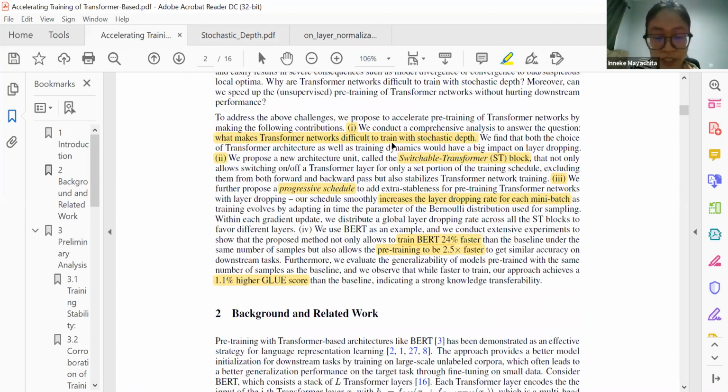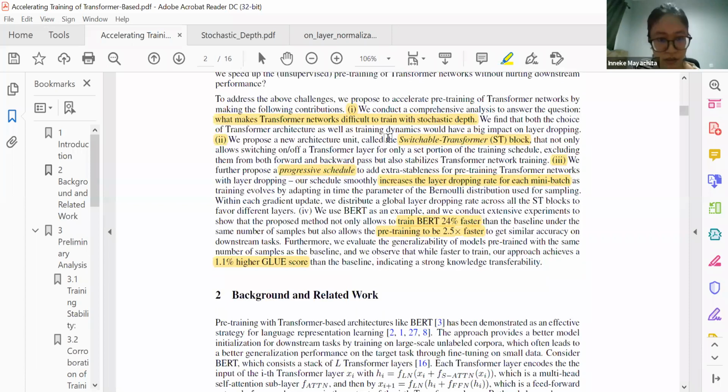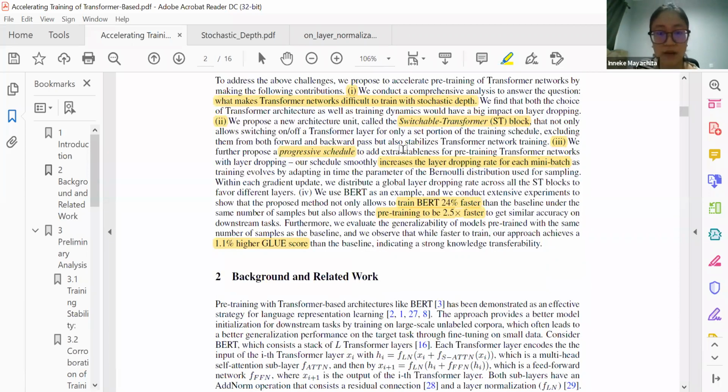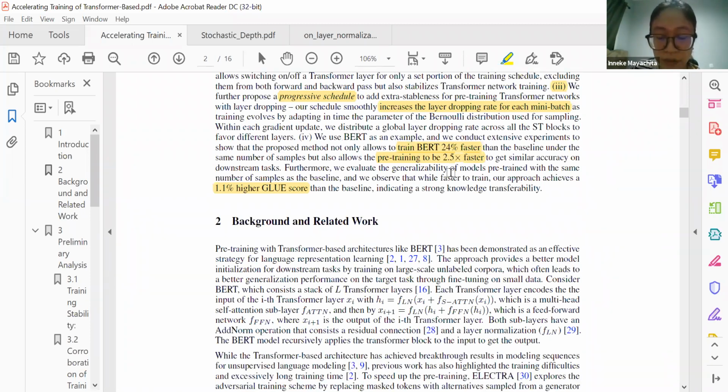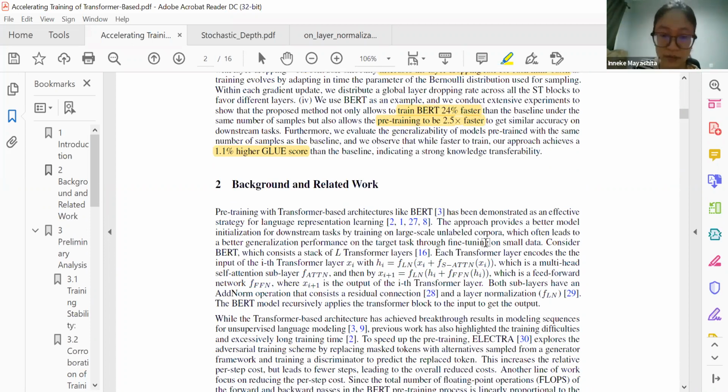The first contribution of this paper, first, we will see what's wrong with stochastic depth in the transformer. And then secondly, they introduce something called a switchable transformer block. And then the third point is we're going to add a progressive schedule. So in addition to the depth dimension dropping in stochastic depth, here we also have a dropping in terms of a temporal schedule. And the last point, we will prove here that even though we have a smaller model, it will not hurt the performance.